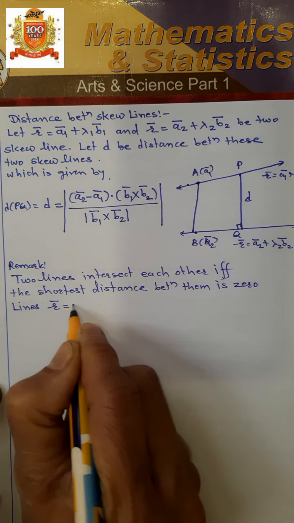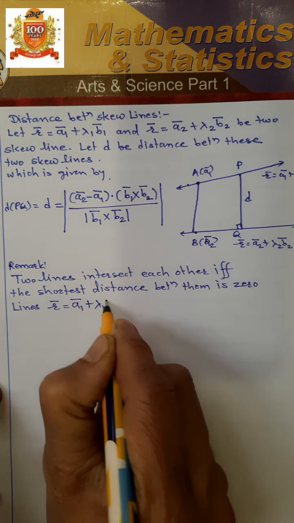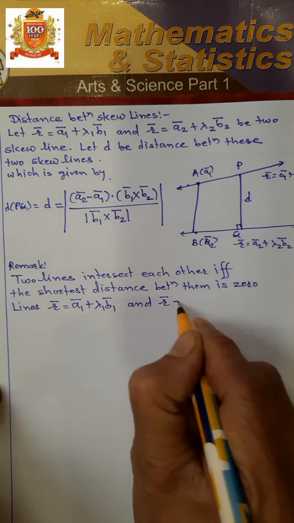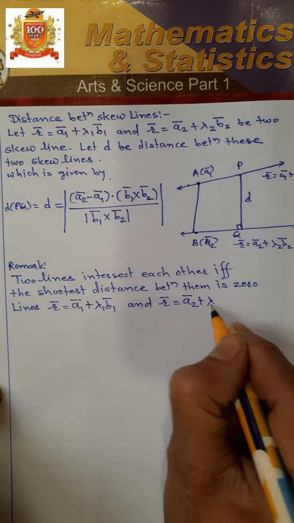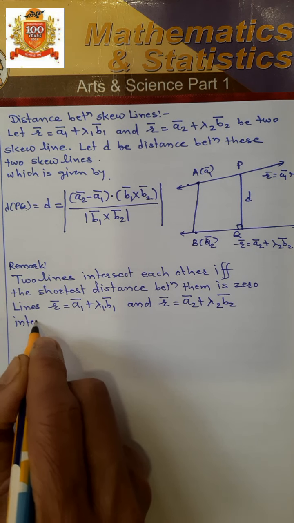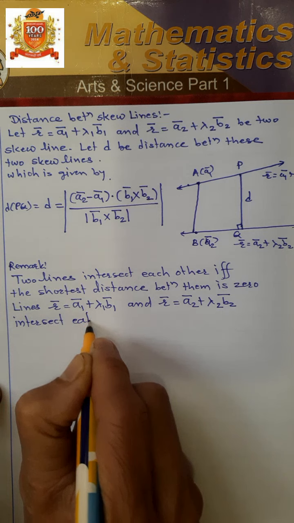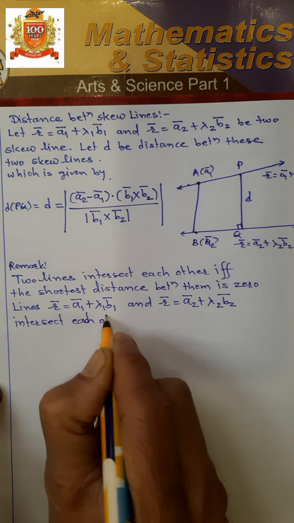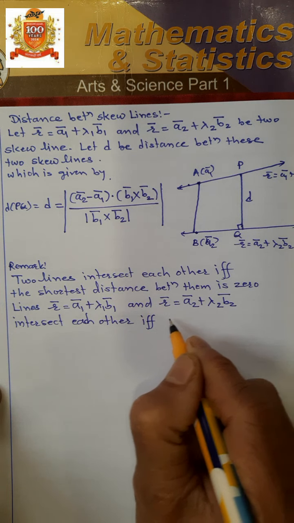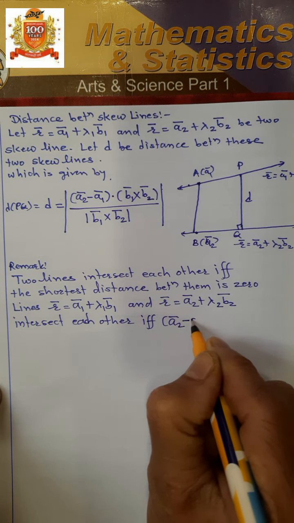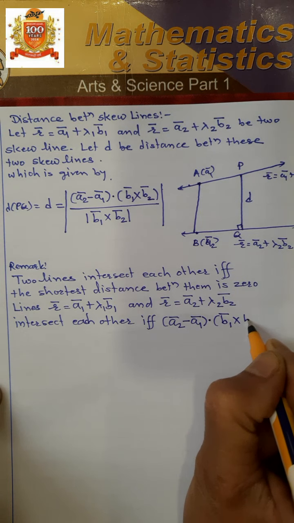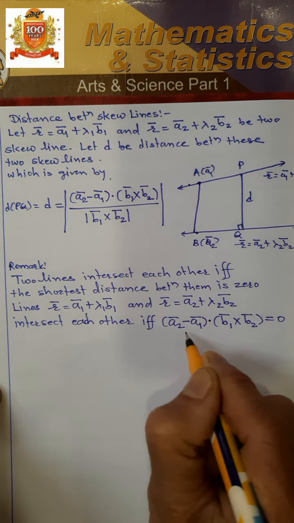Lines r bar is equal to a1 bar plus lambda 1 b1 bar, and r bar is equal to a2 bar plus lambda 2 b2 bar intersect each other if and only if a2 bar minus a1 bar dot b1 bar cross b2 bar is equal to 0. This is the important condition.